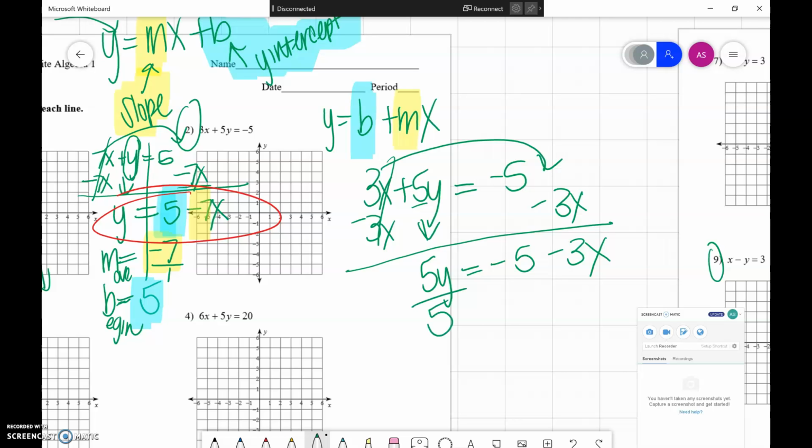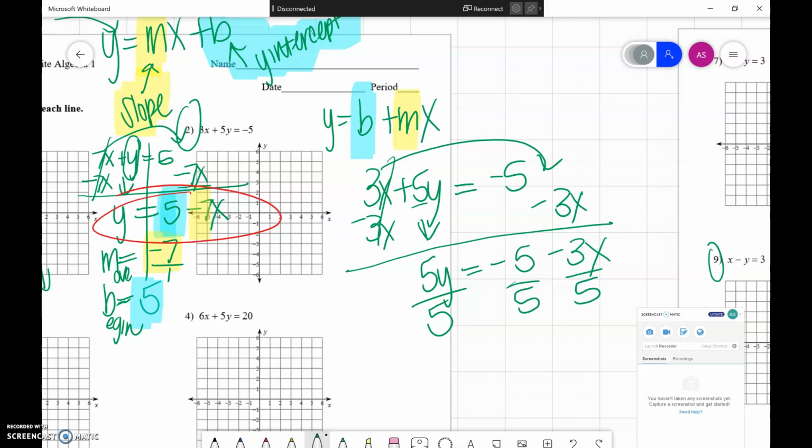So from here, I'm going to divide by 5. Now, one thing I want you to keep in mind is that I'm dividing both sides by 5. So I have my 5 in my denominator, but this actually applies to both terms.